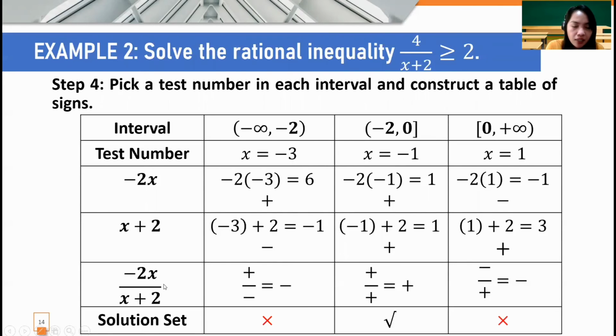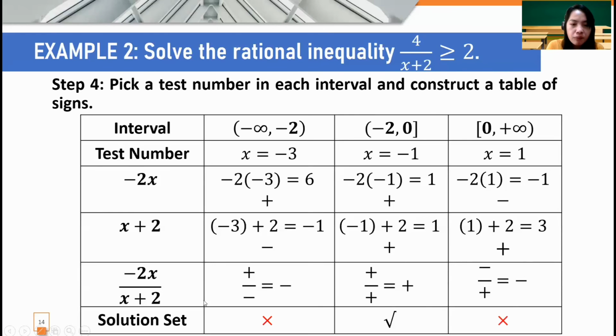Let's divide since here we have negative 2x divided by x plus 2. To make it easier, you don't have to substitute here anymore, just divide the signs. So that would be positive divided by negative. That is negative. This is the resulting sign. Here, positive divided by positive, that is positive. The negative divided by positive is negative. The resulting signs are negative, positive, and then negative.